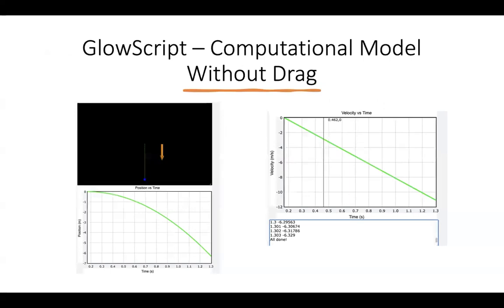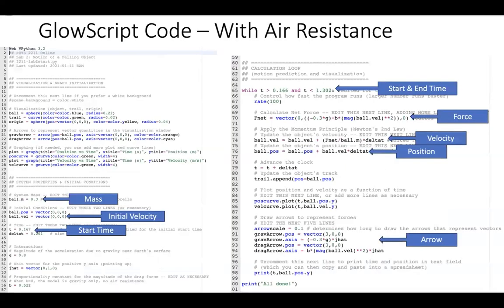This shows the final model without air resistance. The top left shows a model resembling the movement of a system with an arrow representing gravitational force. The bottom left shows the position versus time graph, the top right shows the velocity versus time graph, and the bottom right shows the precise position of the system as time increases by 0.001 seconds at a time. The only difference for this code is line 56, which is the constant for air resistance.